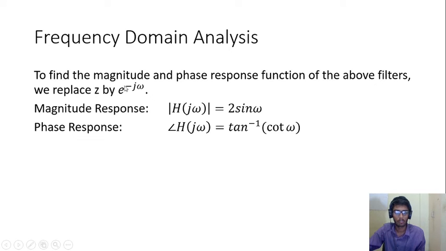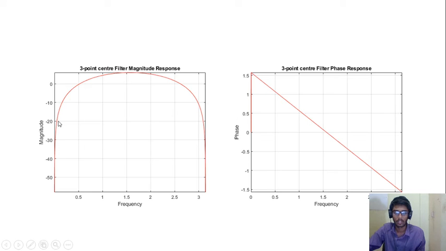Now, the frequency domain analysis will be done by replacing z with e to the power j omega. And we get magnitude and phase responses somewhat similar to the previous filter as well. The magnitude response is 2 sin omega and the phase response is tan inverse of cot omega. As you can see, the graph is somewhat similar. The magnitude response is a bit different, but the phase response goes somewhat similar.